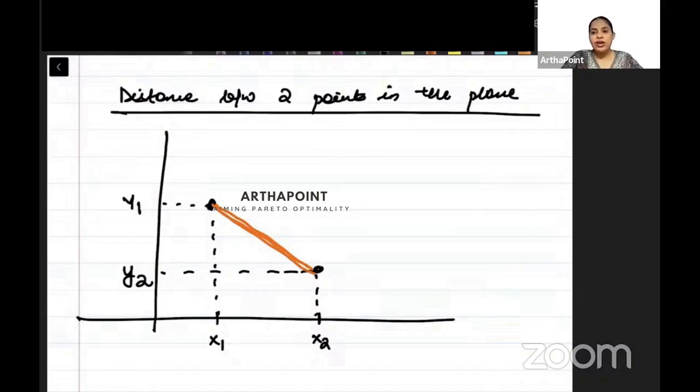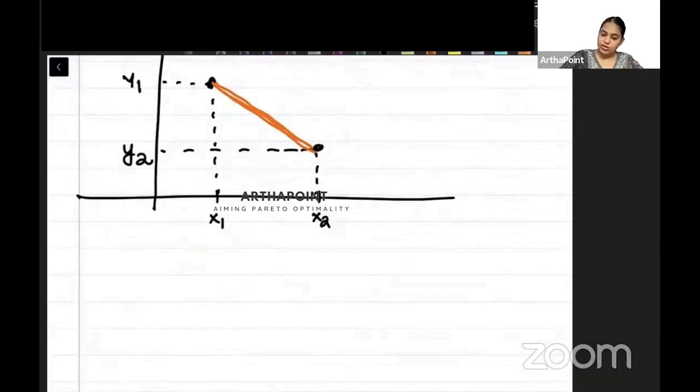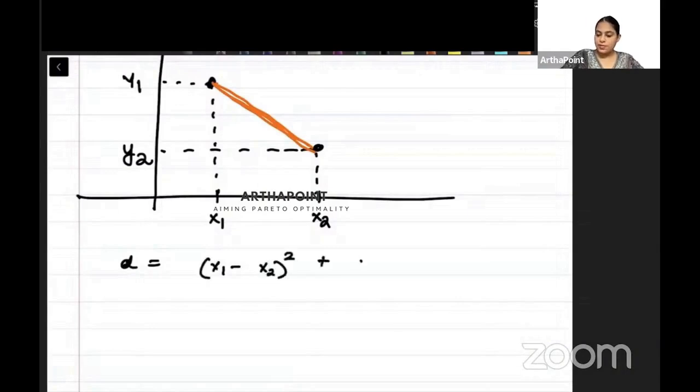Right? So how can we go ahead and how can we find the distance between points, beta? The equation of finding distance between points, d, this is x1 minus x2 whole square plus y1 minus y2 whole square under root.